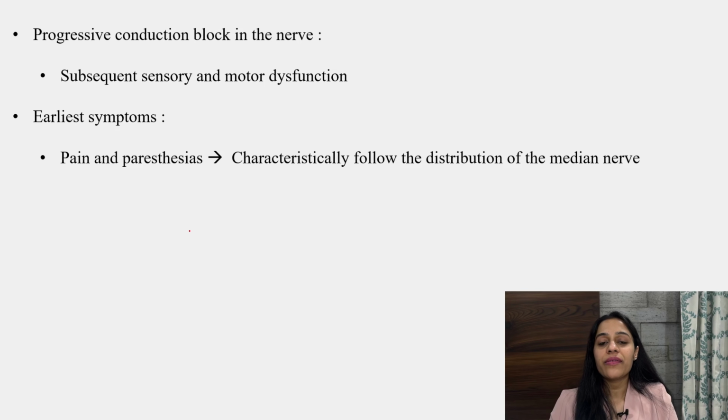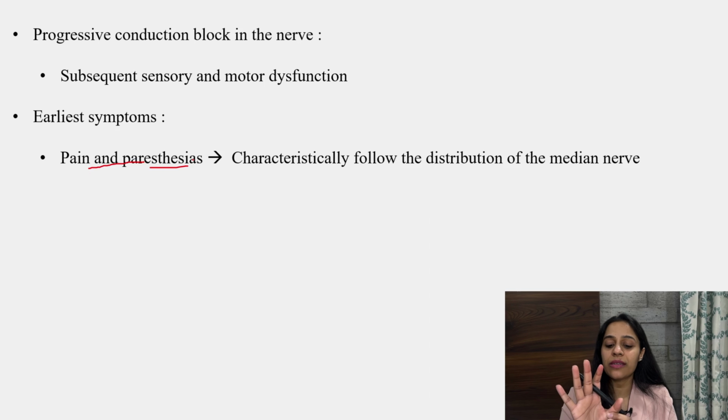So what will happen if there is demyelination? There will be progressive conduction block in the nerve, and there will be sensory and motor dysfunction. Initially, the patient always complains of sensory disturbances, that is pain and paresthesia. So where will this pain and paresthesia occur? It will occur in the distribution of the median nerve.